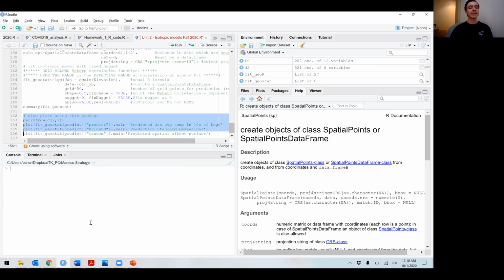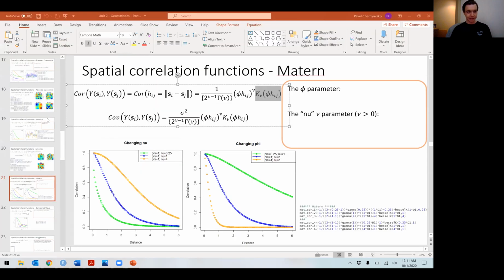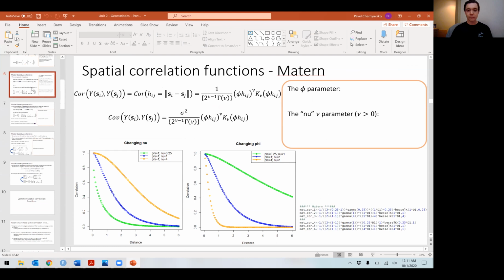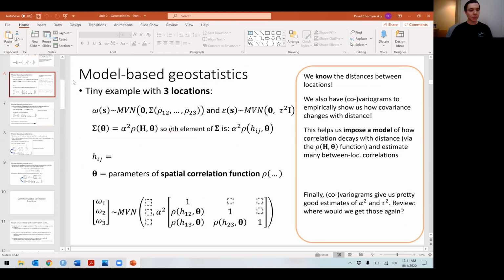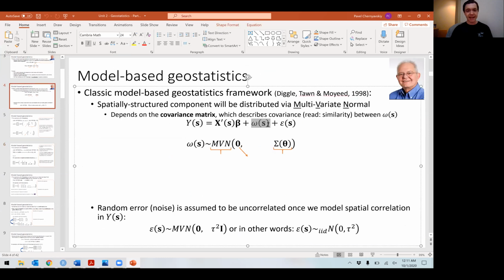All right. I said that there's a lot of output, although it is quite detailed. And I said this package makes nice plots. So here, you can make a plot of the predicted outcome. It can make a plot of the predicted standard deviations, and it can make a plot of the latent spatial effect. The latent spatial effect is what is represented by our omega term up here. It is the linear combination of everything that is not in the model.